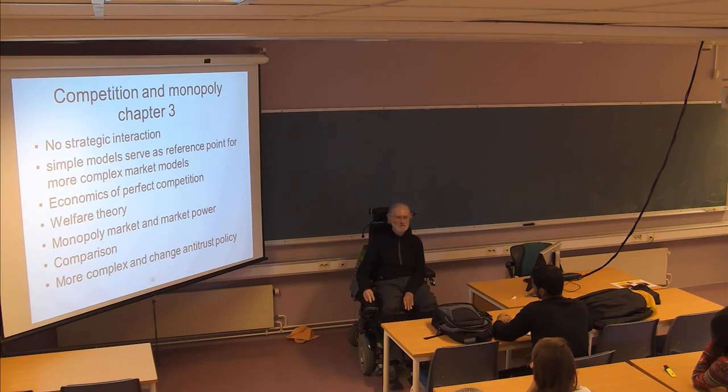The examples are stupid, but the model is elegant. Read it, and in your head, think of the Norwegian examples. And we are also going to learn some welfare theory. We are going to go through monopoly market and market power briefly, compare them, and just briefly comment on antitrust policy. The US is very, very focused on that. I'm not. Not in this course.